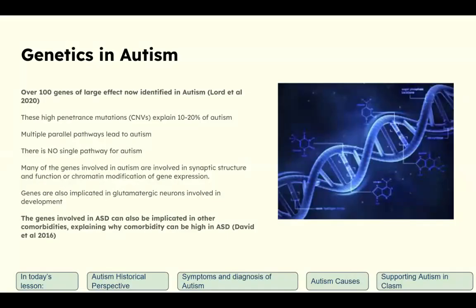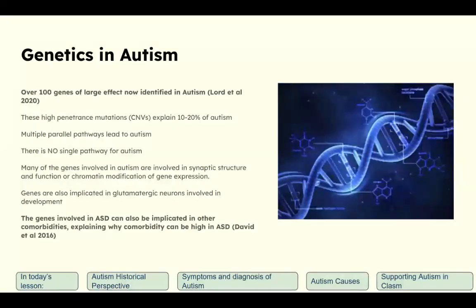Multiple different parallel pathways within brain development and the immune system also relate to autism, and there is no single pathway. Many of the genes involved in autism are involved in synaptic structure and function or chromatin modification to alter gene expression within brain development. Genes are also involved within glutamatergic neurons involved in development, and these genes are found frequently throughout the population, and it is often a case where people have to have a number of various mutations within these associated genes in order to have autism.